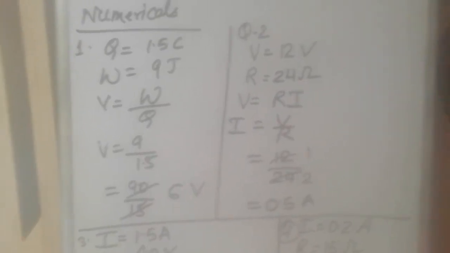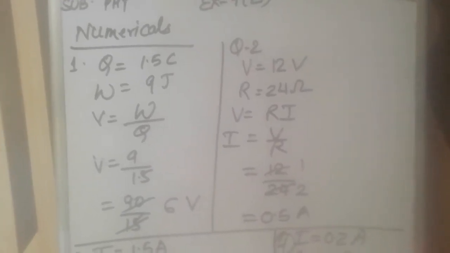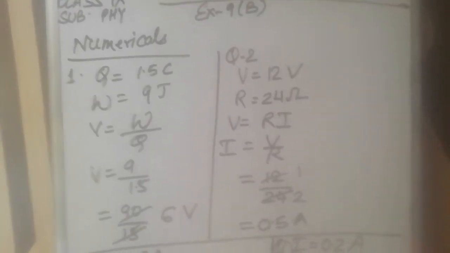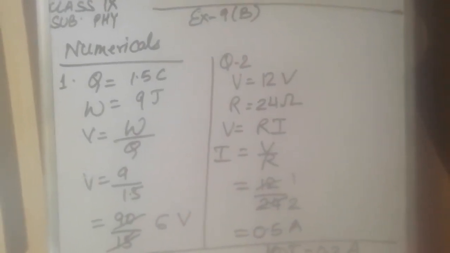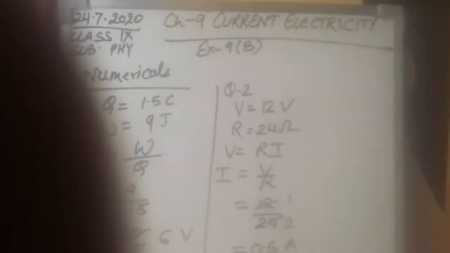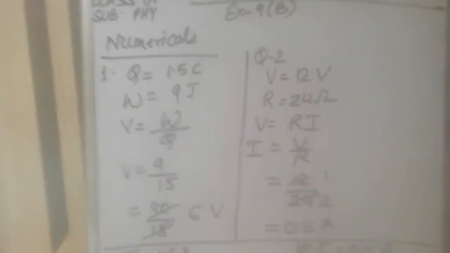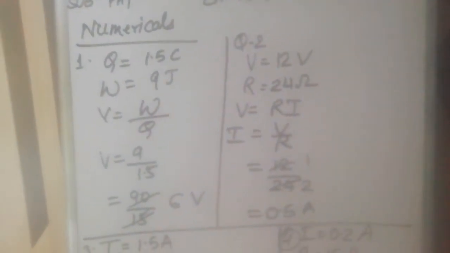Okay, children. Now question number 2. A cell of potential difference 12 volt is connected to a bulb. The potential difference of the cell is 12 volt. The resistance of the filament of the bulb when it glows is 24 ohm. Find the current drawn from the cell. You have to find out how much current is drawn from the cell, children.